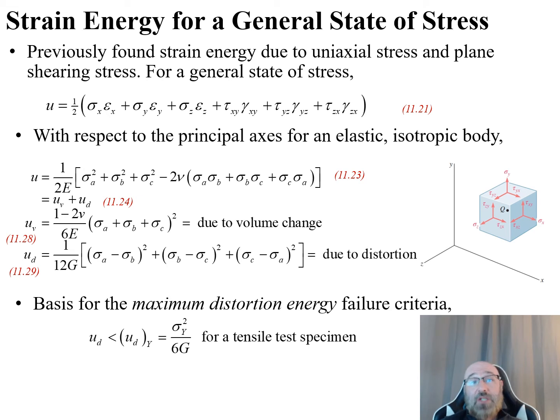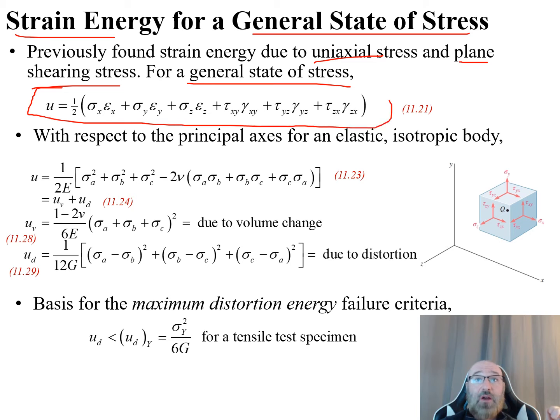So now in our previous section, we determined our strain energy for a body in a state of uniaxial stress as well as in a plane shearing stress. So what if we want to figure out this strain energy for a general state of stress? For our general state of stress, we have the following relationship given by our lowercase u for our strain energy density.